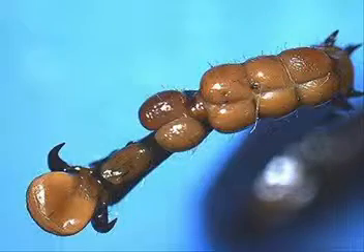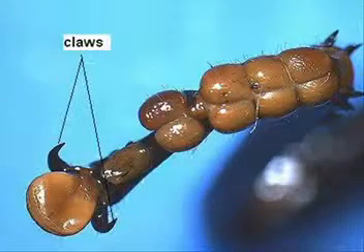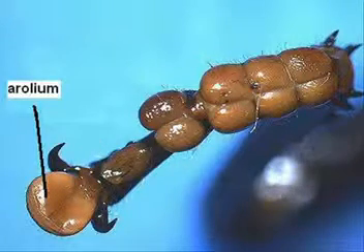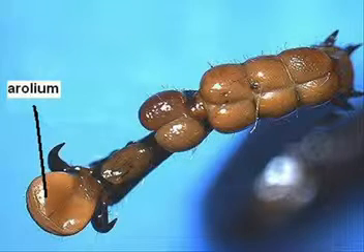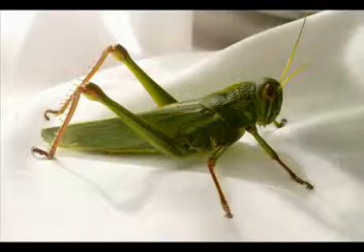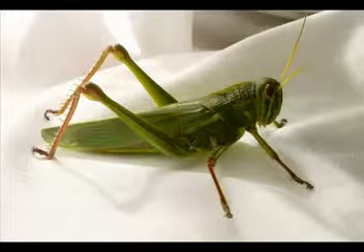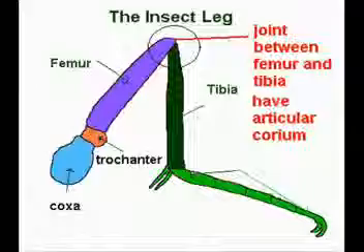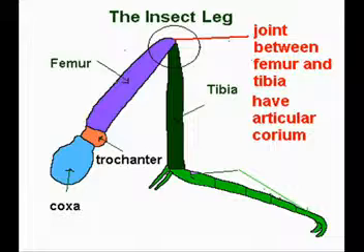Pretarsus bears a pair of movable lateral claws. Between the claws, an unpaired median pad, arolium, is present, as in grasshopper, or a median bristle called empodium, as in robber fly. Between the leg segments, the joints have membranous rings called articular corium, which allow movement of leg segments.